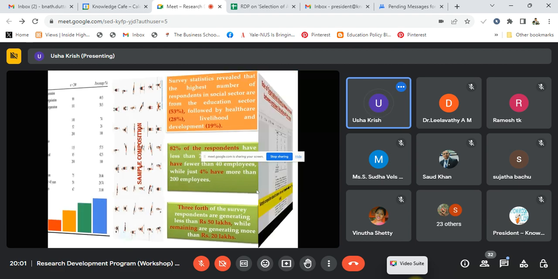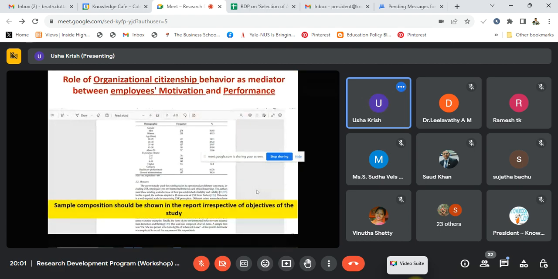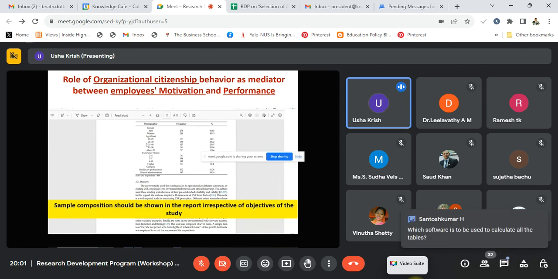Here you can see the sample composition details presented in one of the published articles. They have just given the table, no explanation, no graph. So you present either in the form of a table, or you choose to present in the form of a graph, or put it in the form of text. Okay.